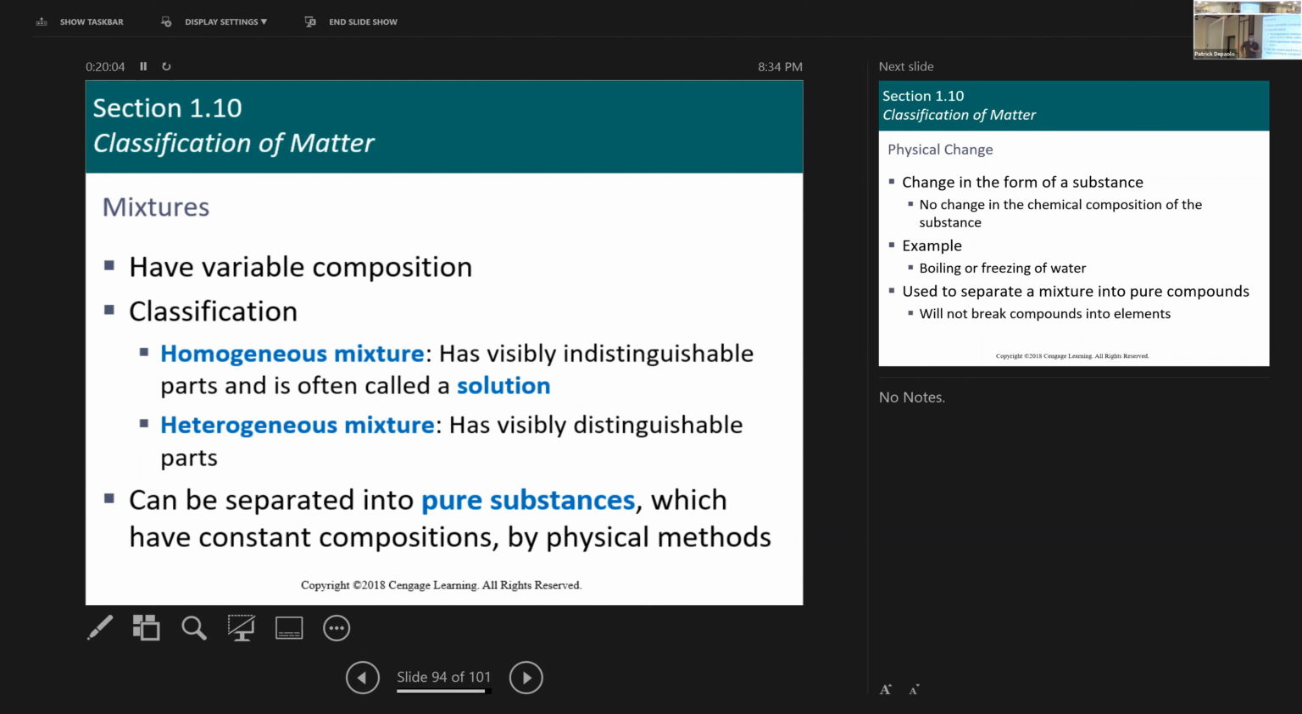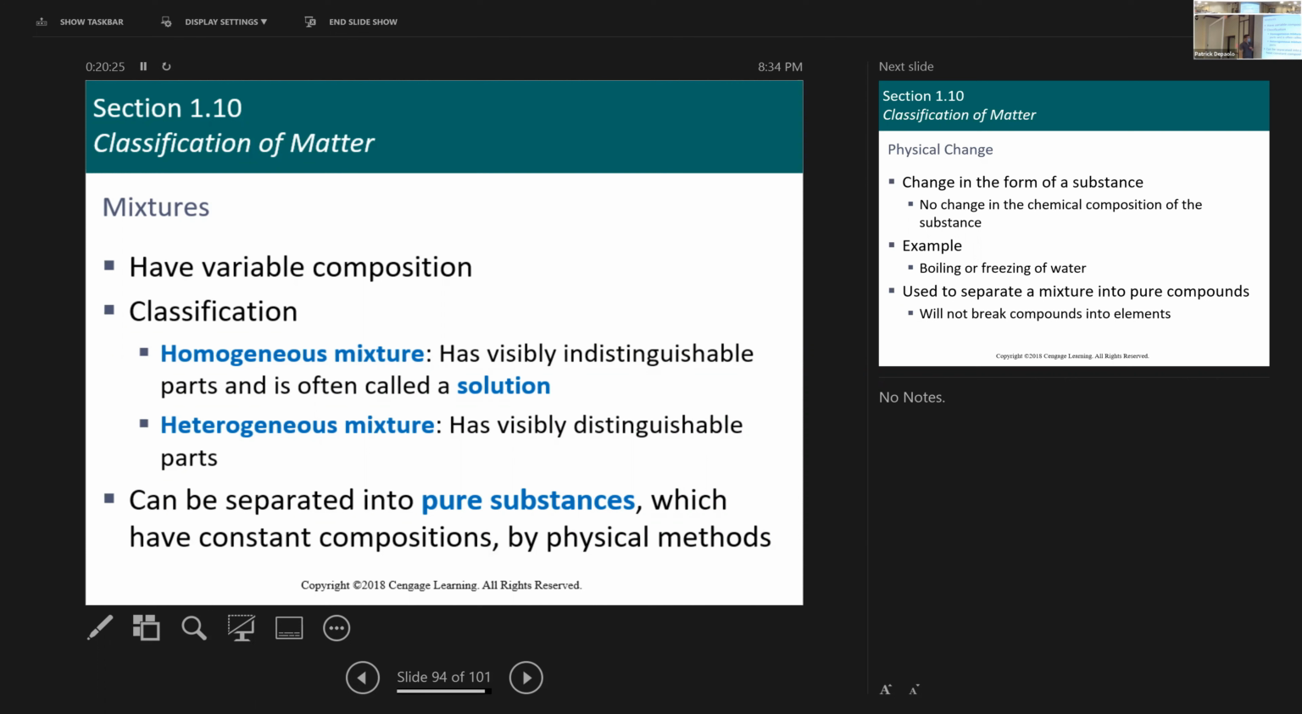A great example of a homogeneous mixture would be salt water or sugar water when they're fully dissolved. If you take one sip of sugar water, it'll be the same as the second sip. You'll get approximately the same number of sugar molecules in your body. So that's a homogeneous mixture.